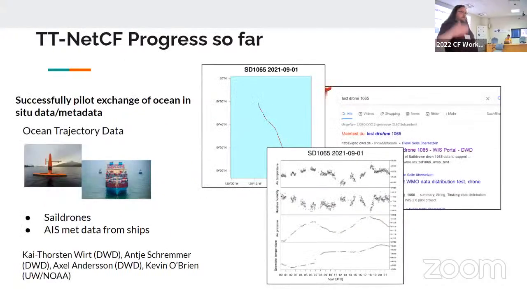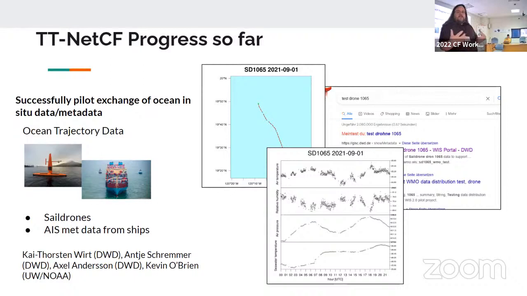Part of this was saying, well, we're gonna do this. We're gonna exchange this data in NetCDF. So let's develop some pilot projects to actually exchange this data. So working with some folks at DWD in Germany, we developed a pilot exchange of ocean trajectory data using the marine trajectory data profile. We were looking at sail drones and AIS metadata from ships.